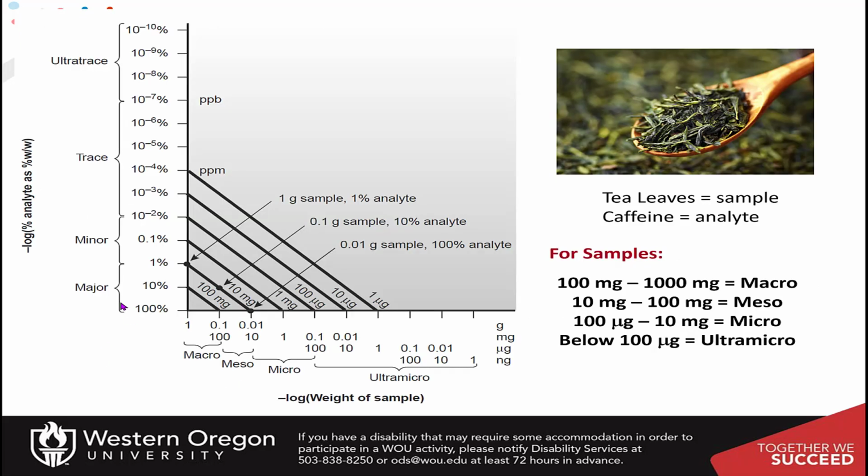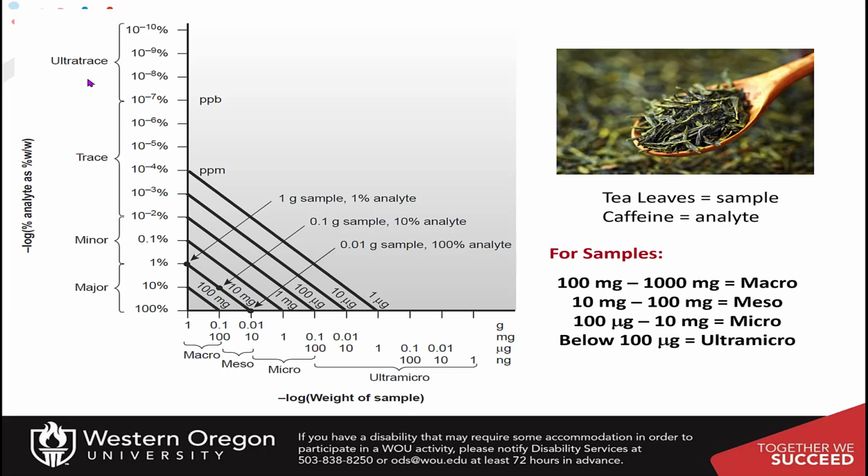So here on this chart over here, you can see that this is a log scale. So you're looking at the analyte as a percent of your sample by weight. And so if it's a major constituent of the sample, it will be between 1% and 100% of the sample. If it's a minor constituent, it's going to be between 1/100th and 1%. If it's a trace sample, this goes all the way down into the parts per billion. And then you can have ultra trace as well.